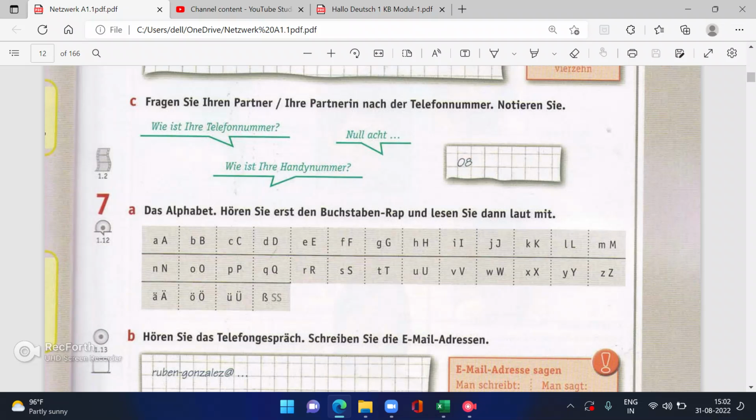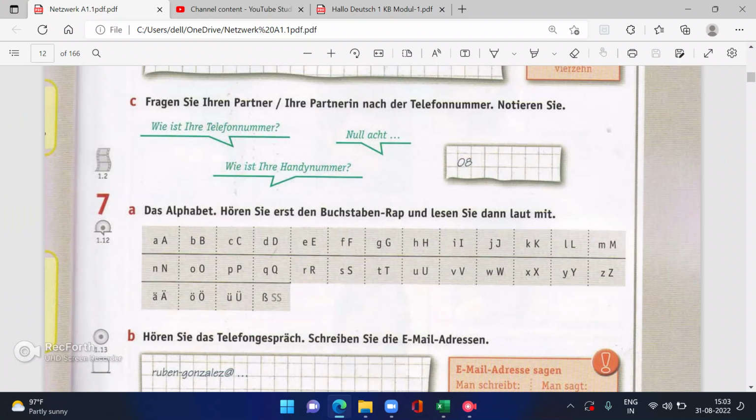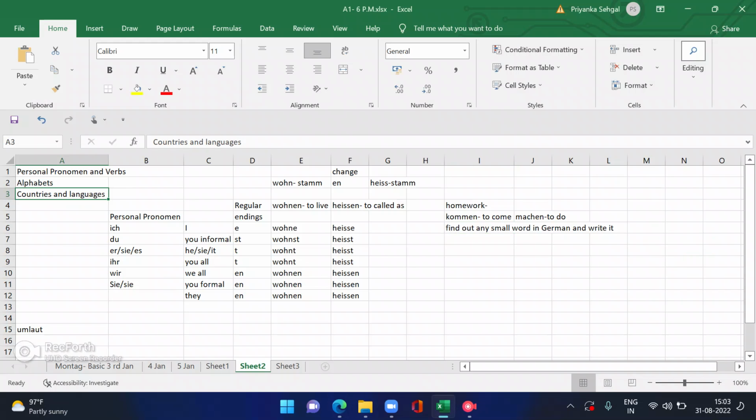Okay. So now what will be the homework for this? For alphabets, your homework is to find any small word in German for each alphabet and write it. Then you have to send it to me. So this is the second homework. I hope it is clear.